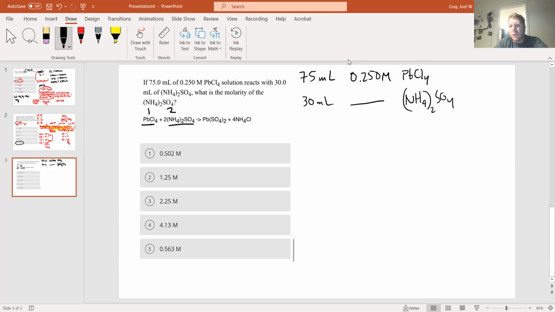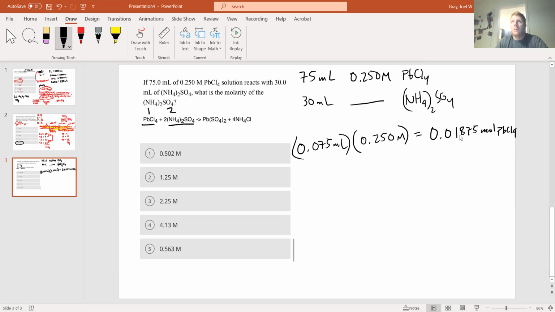Okay, so what we know is that we have 75 milliliters of a 0.25 molar solution that reacts perfectly with 30 milliliters of a question mark solution. So the way that we can solve this problem is we can say our volume, 0.075 liters of PbCl4 times 0.250 molar. That is going to be equal to, I can plug this into my calculator, 0.01875 moles PbCl4. What this tells us is that we reacted an exact 0.01875 moles of PbCl4 with our (NH4)2SO4 solution.